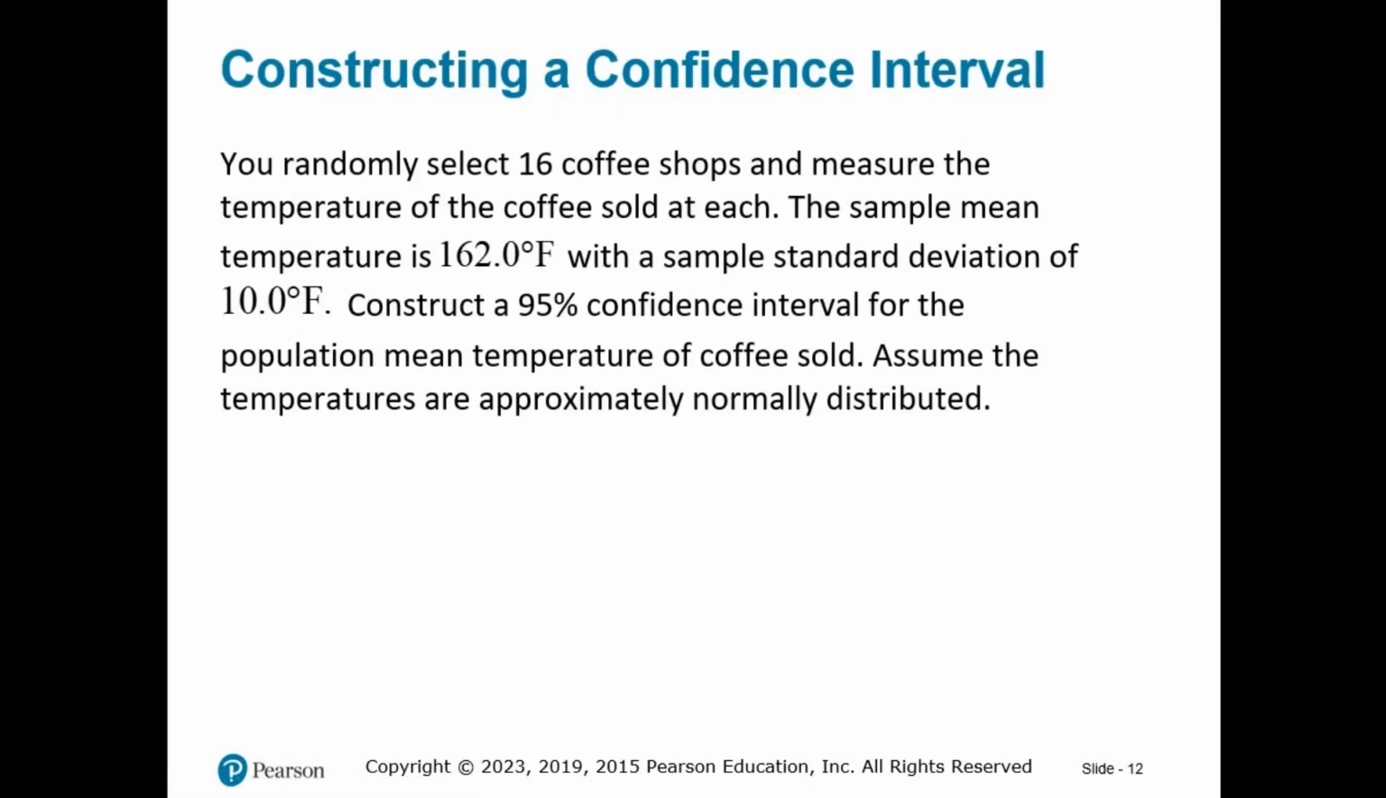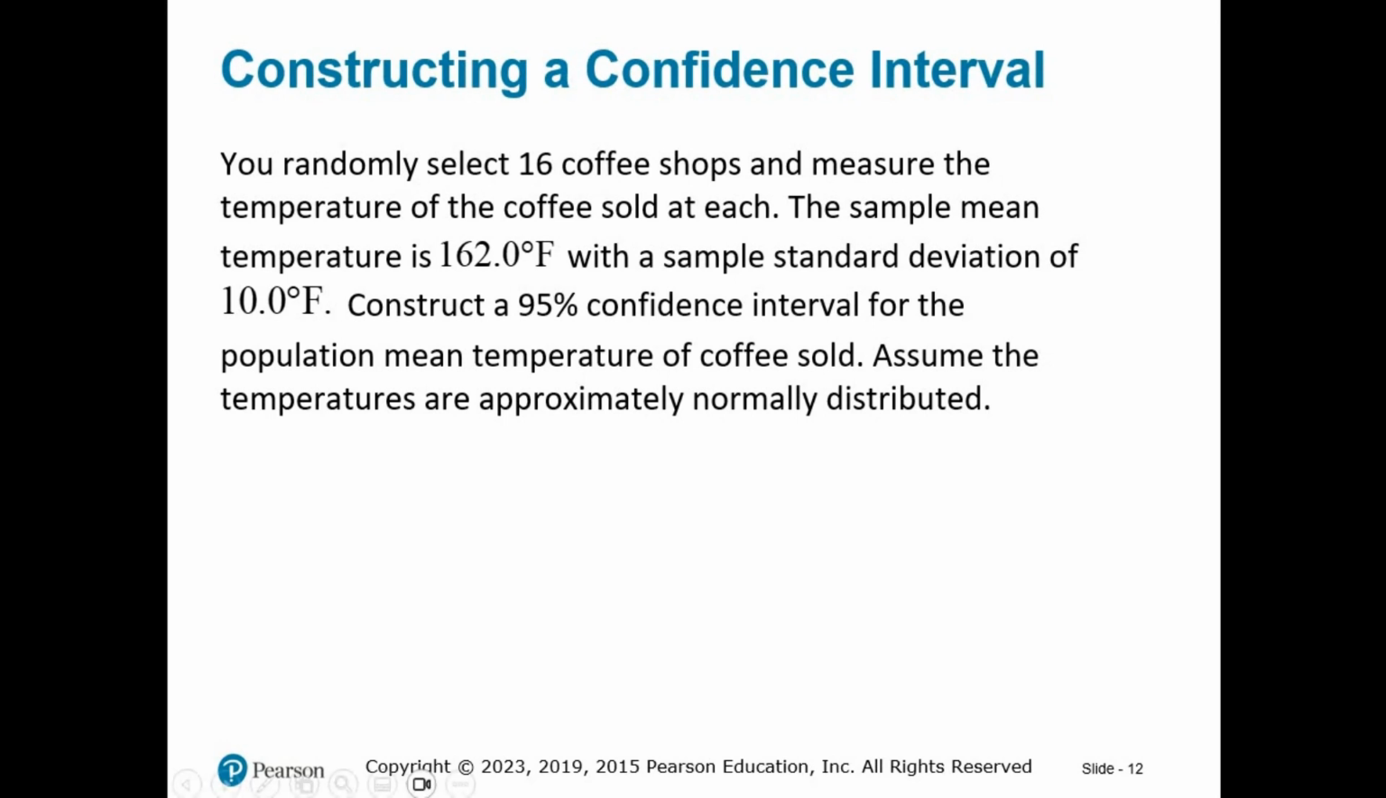You randomly select 16 coffee shops and measure the temperature of the coffee sold at each one. The sample mean temperature is 160 degrees Fahrenheit, with a sample standard deviation of 10 degrees Fahrenheit. Construct a 95% confidence interval for the population mean temperature of coffee sold. Assume the temperatures are approximately normally distributed.